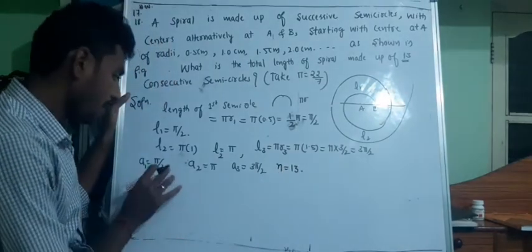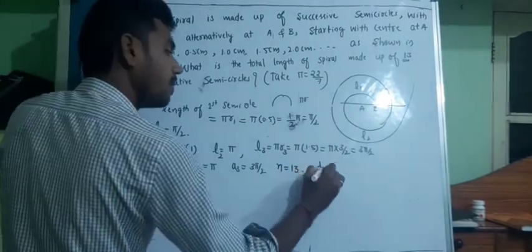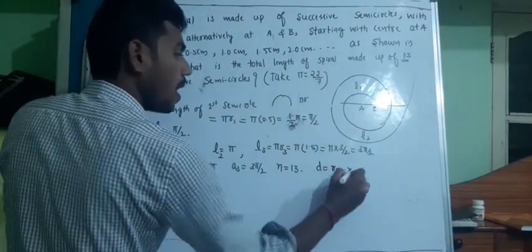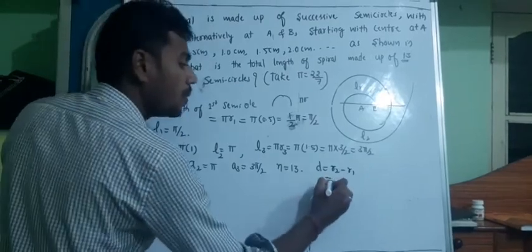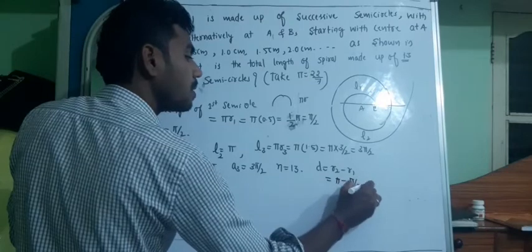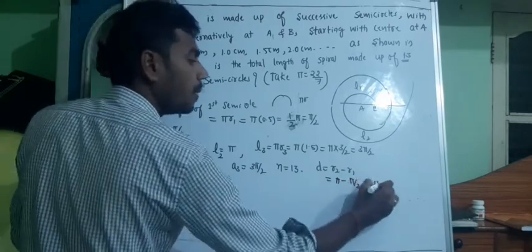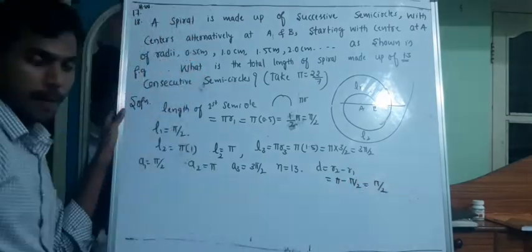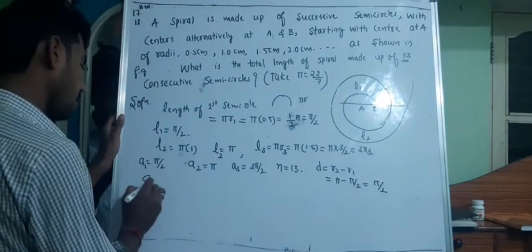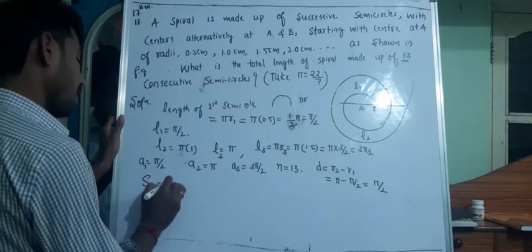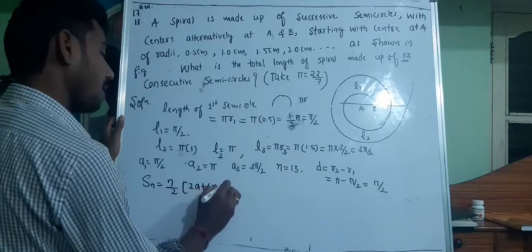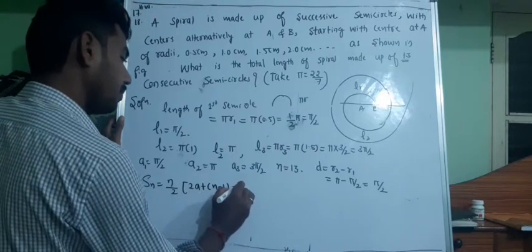If I know A1 and A2, calculating D will be easy. D is equal to A2 minus A1. What is A2? A2 is pi. Pi minus pi by 2 is equal to 1 minus half, which means pi by 2. D is pi by 2. Now I need to calculate the total length. Sn is equal to n by 2 into 2a plus n minus 1 into D.